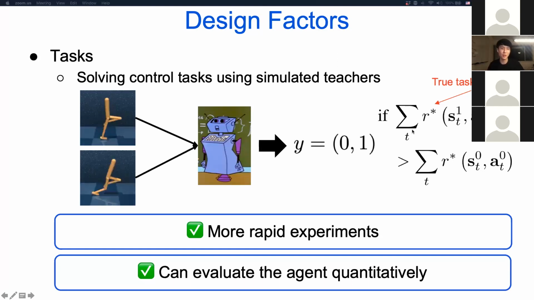So I hope that this can answer your question, the previous question, by the way.